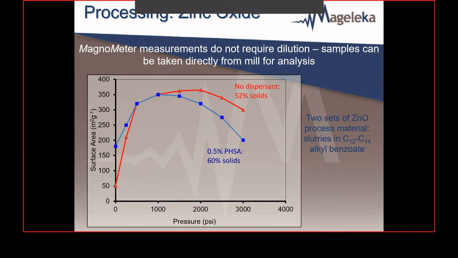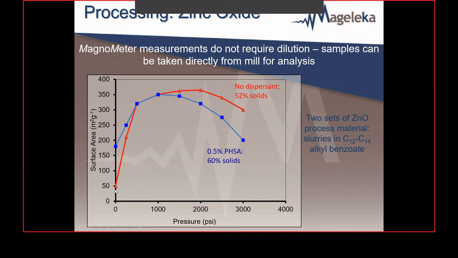And the slide here shows data for two high solid suspensions of the same microfine grade of zinc oxide. In the first, seen as the red curve, the zinc oxide was initially dispersed at about 52 weight percent in a solvent called C12-C15 alkyl benzoate. It's an emollient that's used in cosmetics, and we see what happens here.